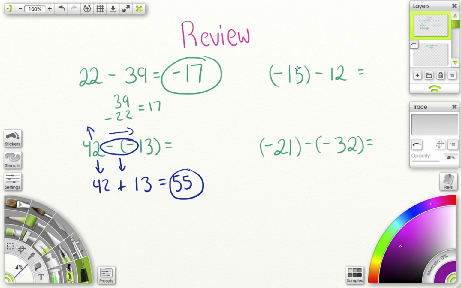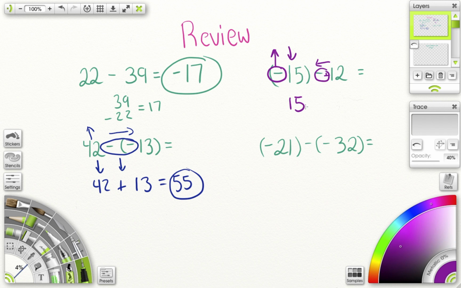Our next one is negative 15 minus 12. So in this case, this is two opposite symbols because remember there's an invisible positive there, so it's going to the left. This number is going to decrease in value. How much? Well, we take 15. What I'm going to do is I'm going to take this negative, I'm going to put it aside, I'm going to use it again later.